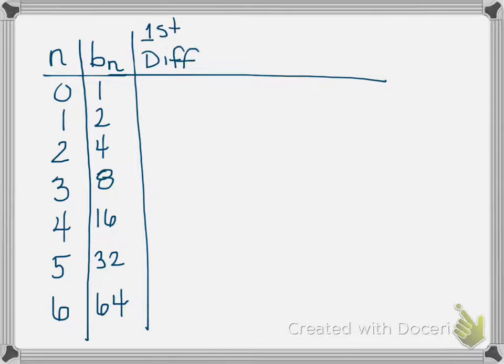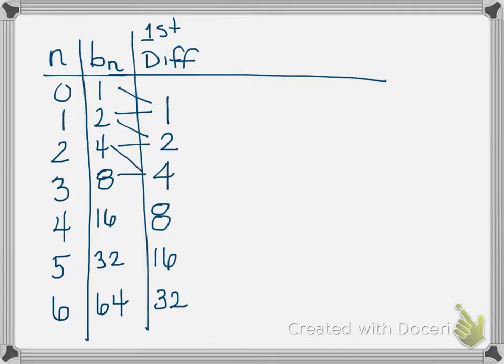First differences means that I'm going to take the second term minus the first term. So 2 minus 1 is 1. 4 minus 2 is 2. And so forth. 8 minus 4 is 4. 16 minus 8 is 8. 32 minus 16 is 16. 64 minus 32 is 32. What's interesting about this is that we actually see the exact same sequence popping up again.